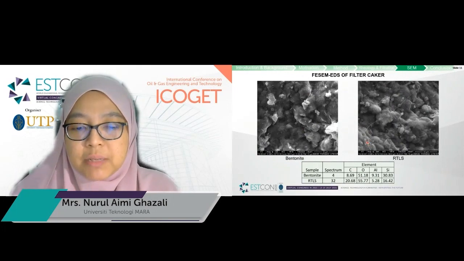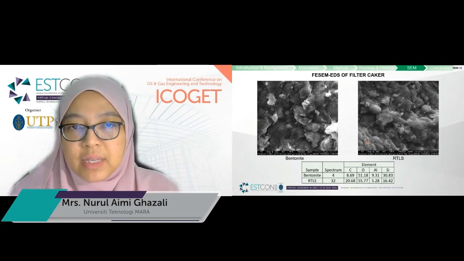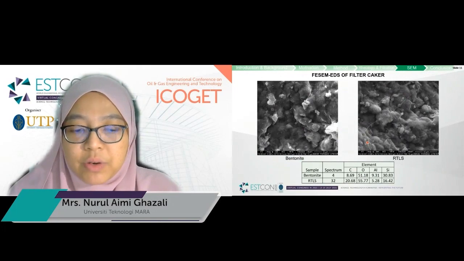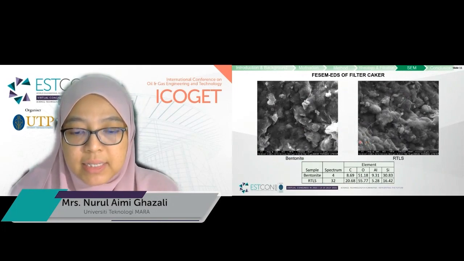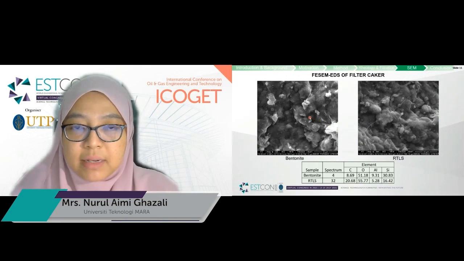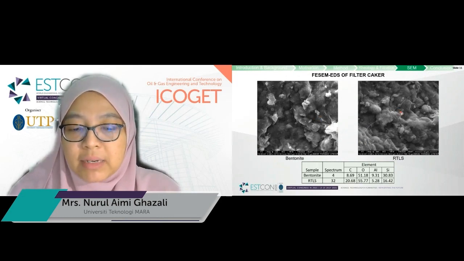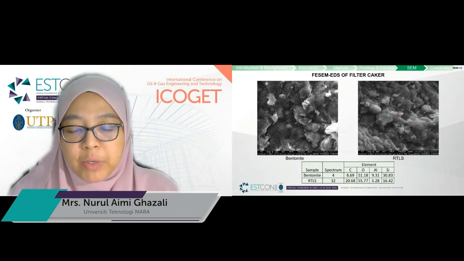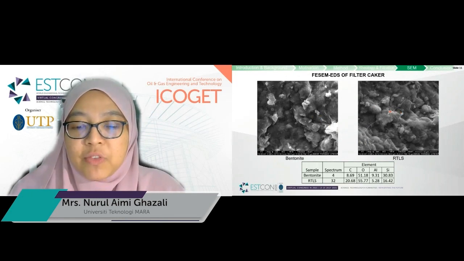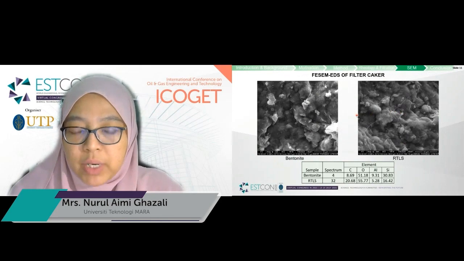This figure shows the morphology of the filter cake under FESEM EDS. It was dried before running for this analysis. The left sample is the bentonite slurry and the right sample is the bentonite slurry with additional RTLS 1.0 weight percent. Both filtrations were carried out at the temperature 121 degrees C.